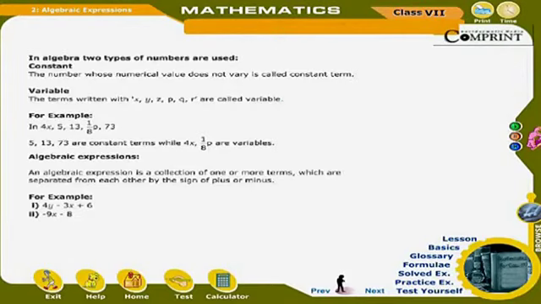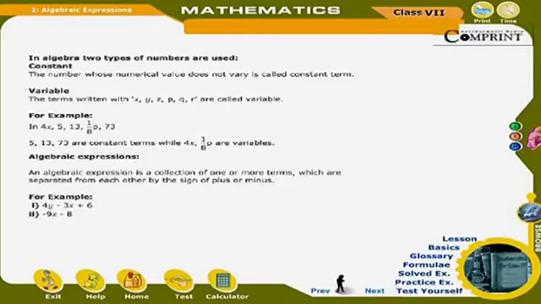Constant, the number whose numerical value does not vary is called constant term. Variable, the terms written with x, y, z, p, q, r are called variables. For example, in 4x, 5, 13, 1 upon 8p, 73, 5, 13, 73 are constant terms, while 4x, 1 upon 8p are variables.